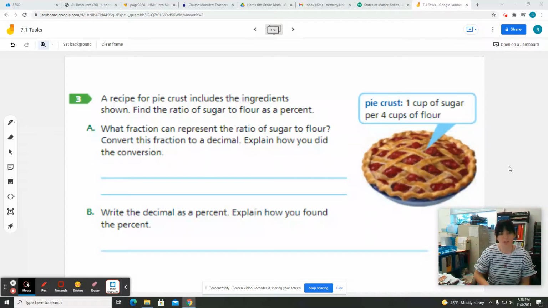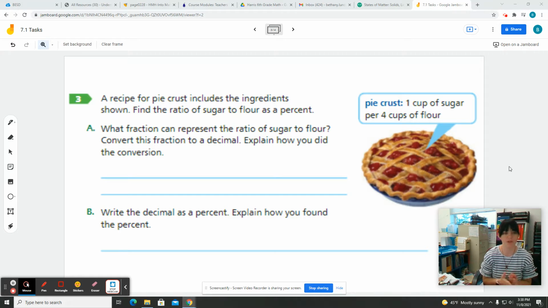This is task 3 on page 207 for 7.1, task 3. All right, we have a recipe for pie crust, and this includes the ingredients shown on the picture. So find the ratio of sugar to flour as a percent.